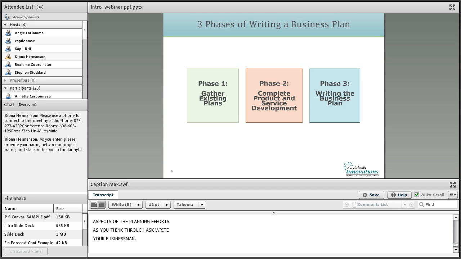Here are the 3 steps to writing a business plan that we proposed in our webinar earlier in February. You need to gather your existing plans. These plans have information that you'll pull from for the content of writing your business plan. In phase 2, you'll want to be completing the development planning of your products and services. This is done for each of your network services. And then you get to the business of actually writing your business plan, that is compiling all of those plans into a document that describes the viability of your network.